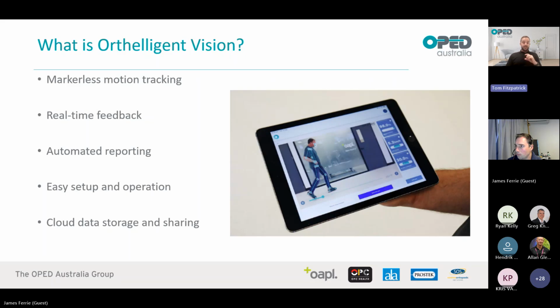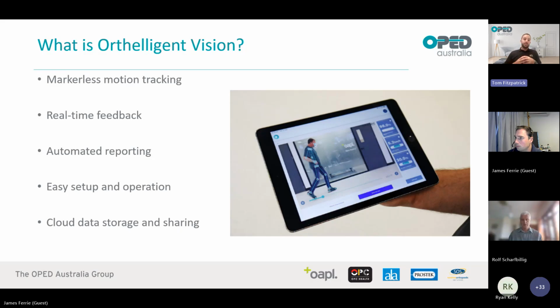And it's cloud data storage and sharing. All assessment data is stored securely, encrypted in the cloud, facilitating easy access and sharing across different care teams. This enables multidisciplinary collaboration, remote consultations, and longitudinal tracking of patient outcomes. Clinicians can review previous sessions, compare progress over time, and share reports with other referring clinicians quite easily. This also supports coordinated evidence-based care.